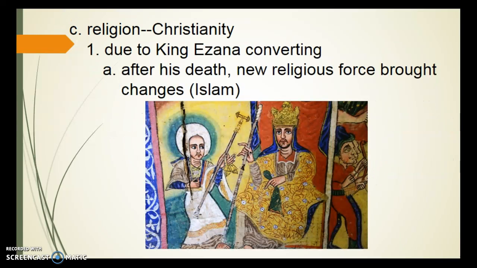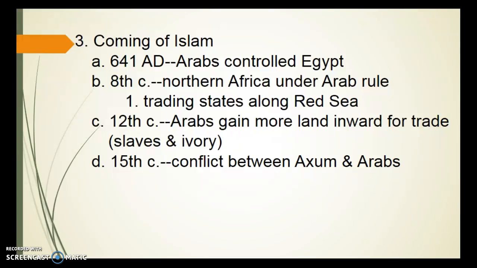And the unique thing that King Ezana did was that he converted to Christianity, which wasn't common. So he was an Ethiopian king that was one of the first Christian leaders or kings, and after his death, Christianity was kind of in conflict with a new religion that was starting to dominate this area, Islam.